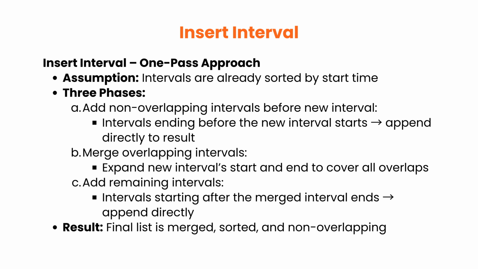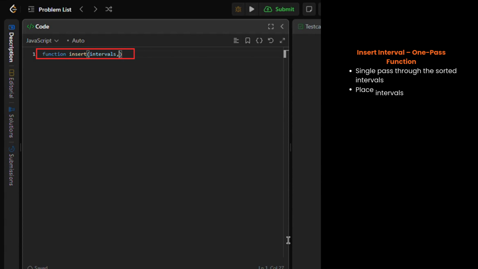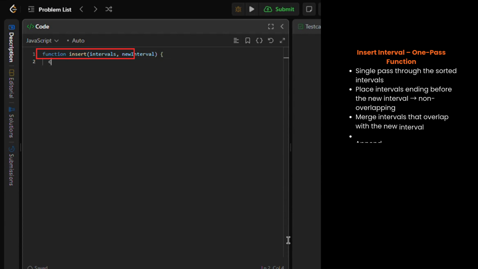Merge all overlapping intervals with the new interval. We expand the new interval's start and end to cover everything that overlaps it. Add the remaining intervals. Once we're past overlaps, everything left also can't overlap the merged interval, so we append them as is. At the end, result is already merged and correctly ordered. This function walks through the intervals once, placing non-overlapping intervals, merging overlaps into the new interval, then appending the rest.